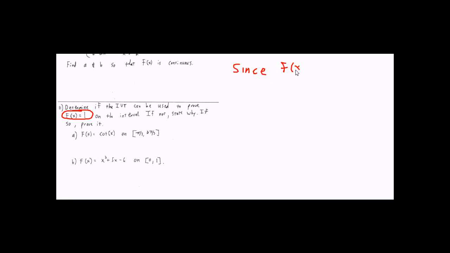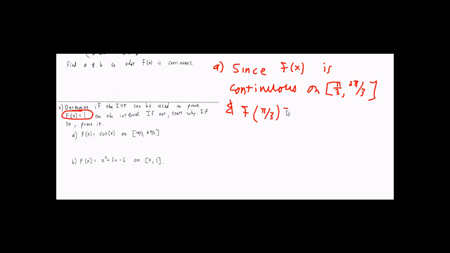since f of x is continuous on the interval pi over 3 to 2 pi over 3, and f of pi over 3, which is our first endpoint, cotangent of pi over 3 is root 3 over 3. So f of pi over 3 is this, and f of 2 pi over 3 is equal to, oh man, negative root 3 over 3.